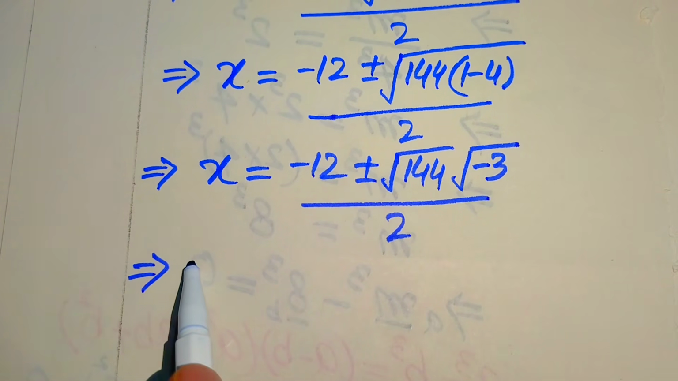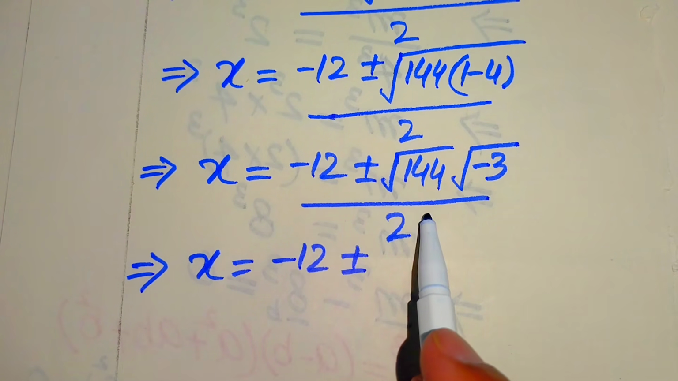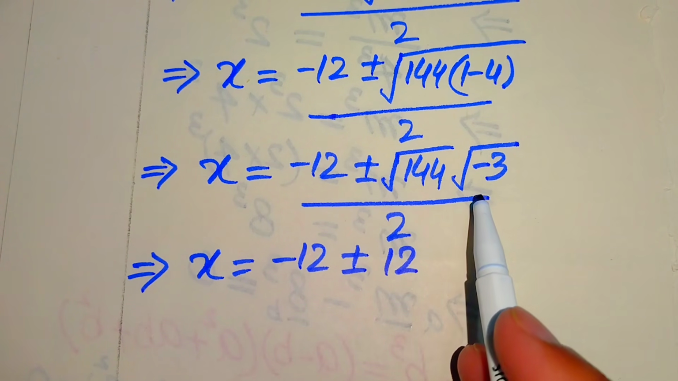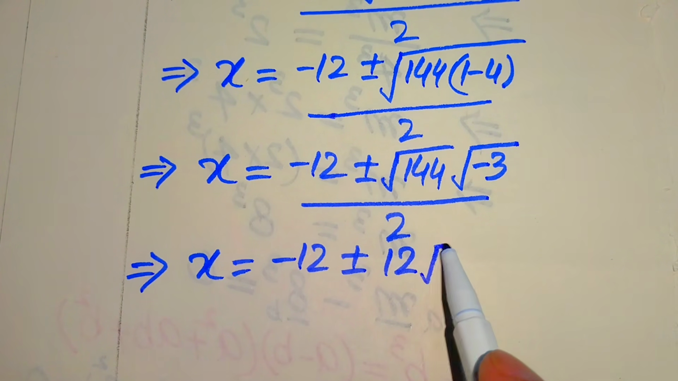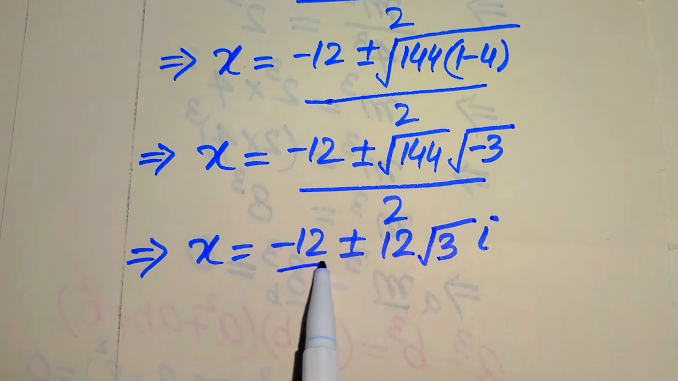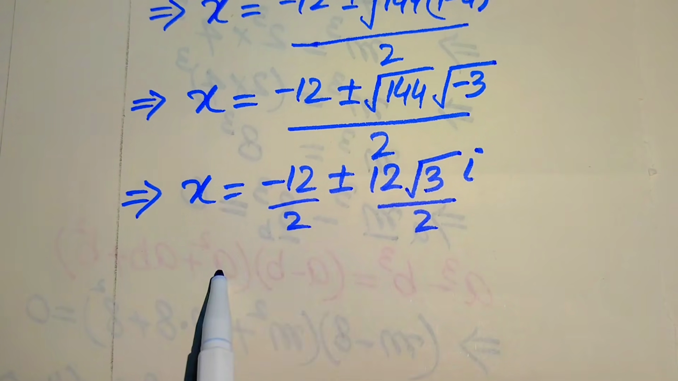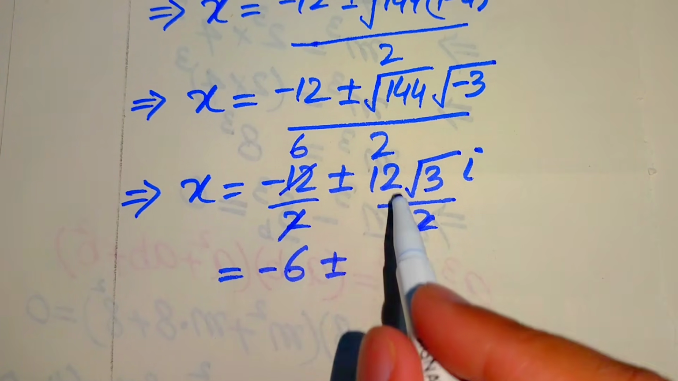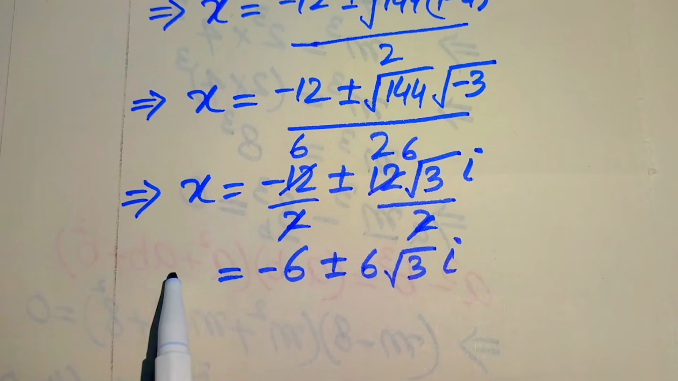Further, in the next step we need a little more simplification, and we get minus 12 plus or minus square root of 144. We know that the square root of 144 becomes 12, and when a negative sign appears inside the square root it becomes iota, so we get square root of 3 times iota. Further we break this fraction and write 2 separately under both values. Then we cancel these terms: 2 times 6 becomes 12, and we get minus 6 plus or minus 6 times square root of 3 into iota.